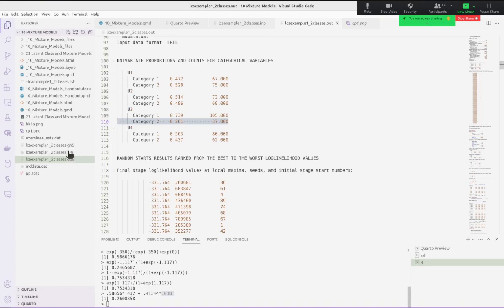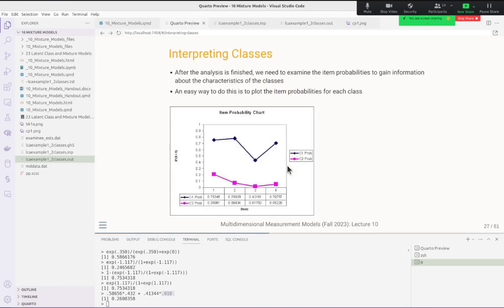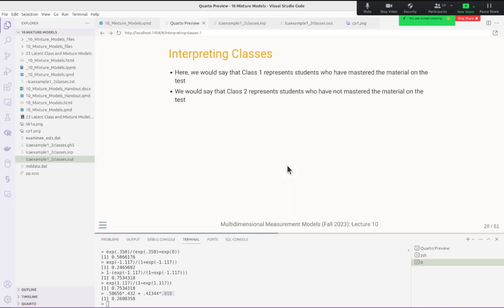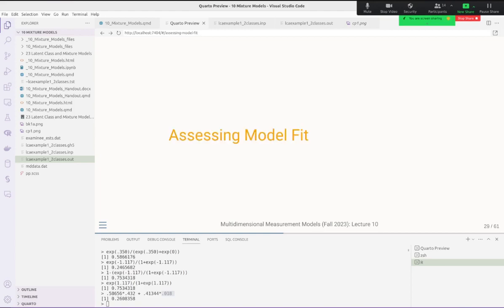Cool? Should I keep moving on? Let's keep moving on. All right. Okay, so that's it. That's the model. Now we do all the other stuff that we do in psychometrics with it, though. We need to know if the model fits the data, right?